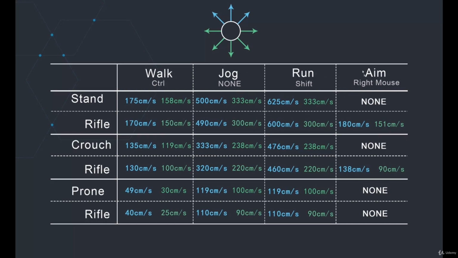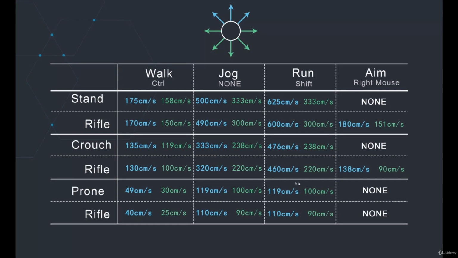When the control key is held down while moving, the character is walking. When no extra key is pressed to move, the character is jogging. When the shift key is pressed and held to move, the character is running. When moving with the right mouse button held down, the character is in the aiming state. The character moves at different speeds depending on the state.